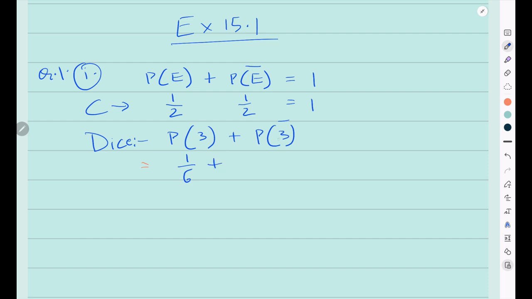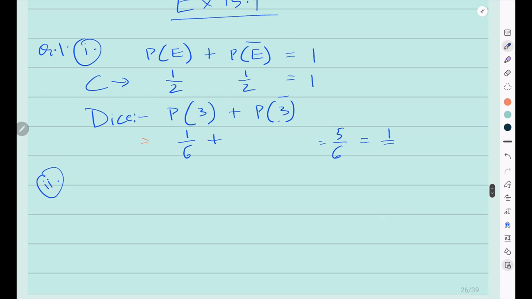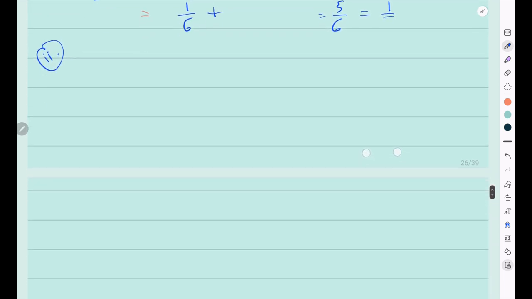And then probability of not getting 3 means either we get 1 or 2 or 4 or 5 or 6 out of possible 6 events, isn't it? So the probability is 5 by 6. If we add 1 by 6 and 5 by 6, again we get 1, isn't it? So these problems are very nice to clarify your concepts. Let us take the second one.